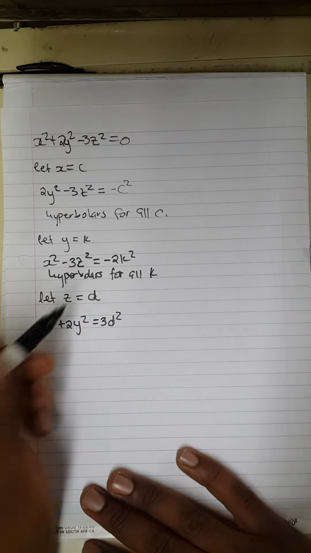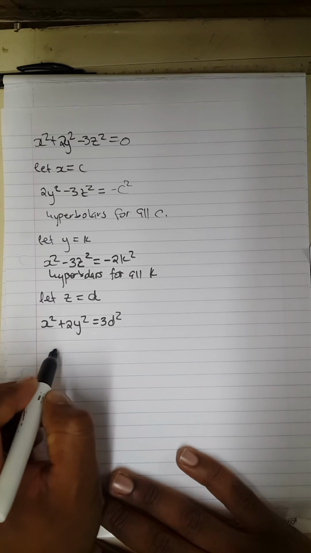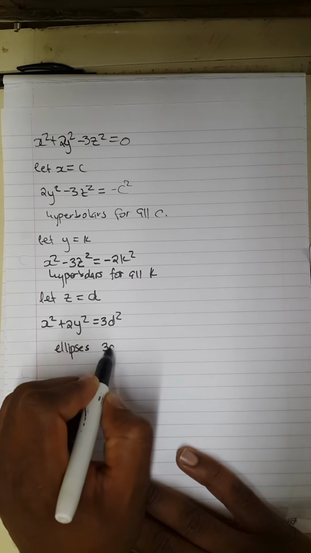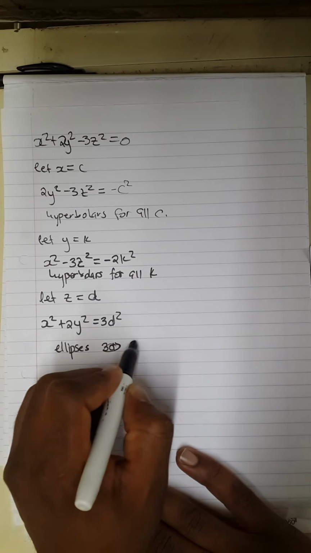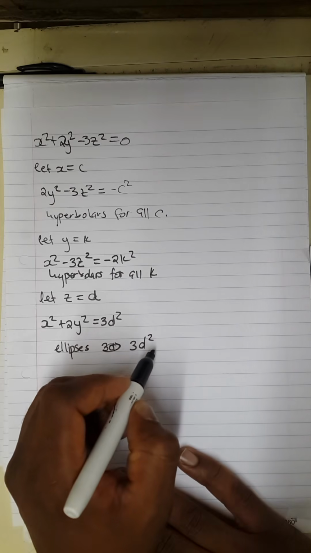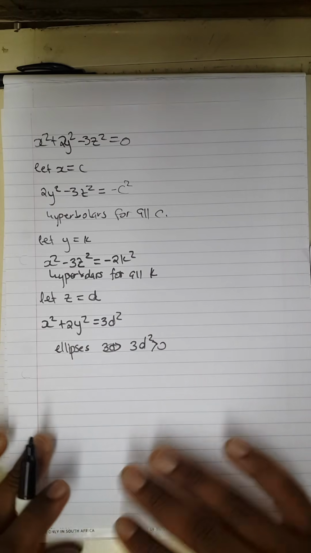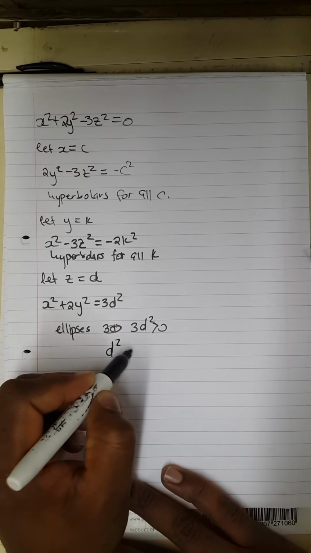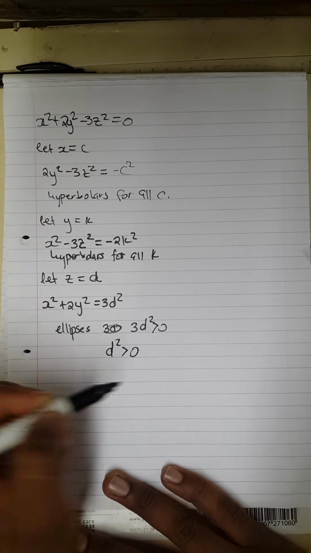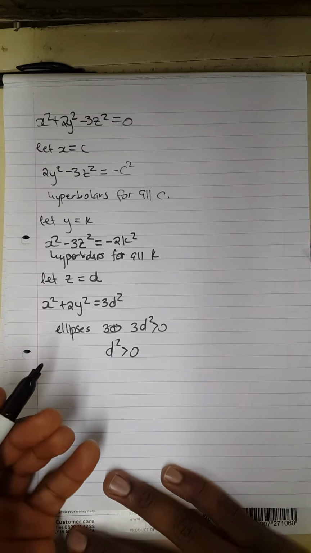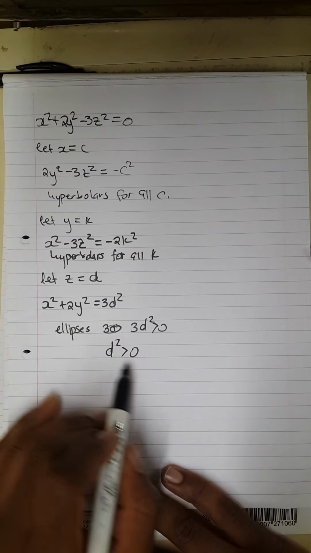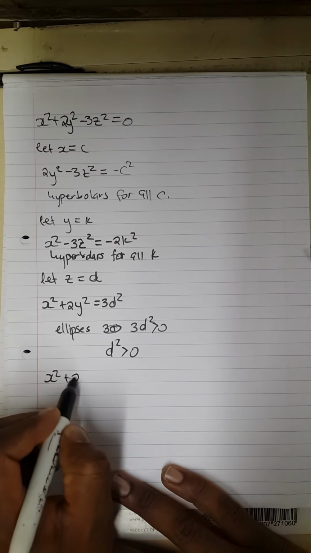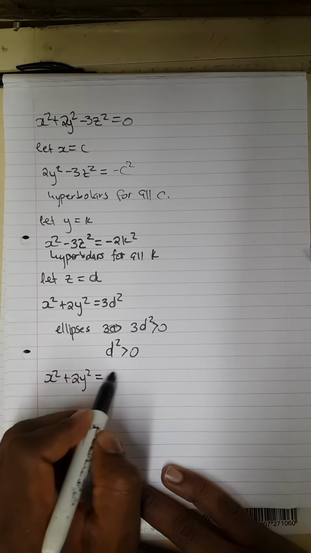Okay, now from this we get ellipses when 3d squared is greater than 0. So that definitely tells you that d squared is going to be greater than 0. Now because it's an ellipse, we want to determine what happens when d is 0. So when d is 0, we get something like x squared plus 2y squared is equal to 0.